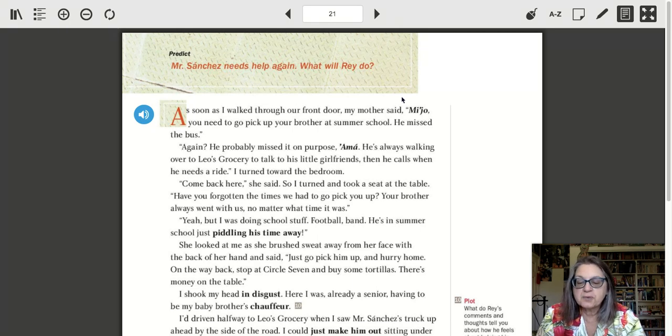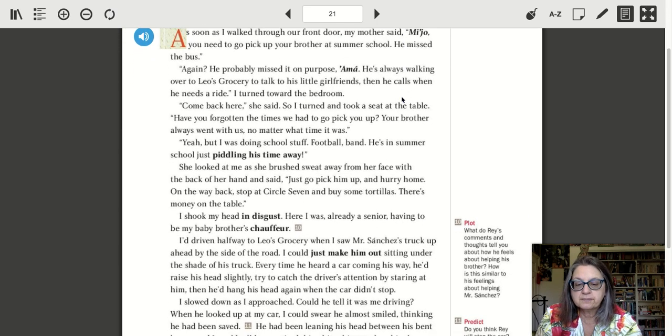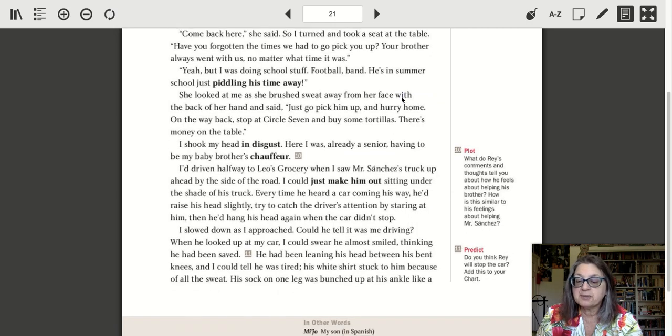As soon as I walked through our front door, my mother said, Mijo, you need to go pick up your brother at summer school. He missed the bus. Again? Yeah, he probably missed it on purpose, Ama. He's always walking over to Leo's grocery to talk to his little girlfriends, and then he calls when he needs a ride. I turned toward the bedroom. Come back here, she said. So I turned and took a seat at the table.